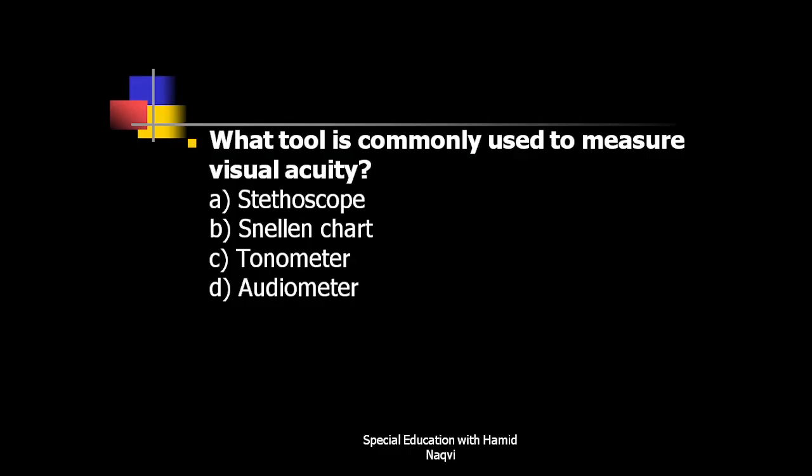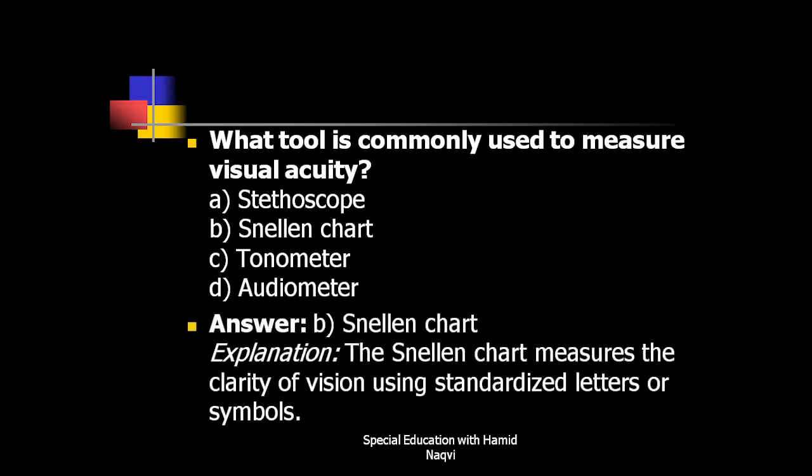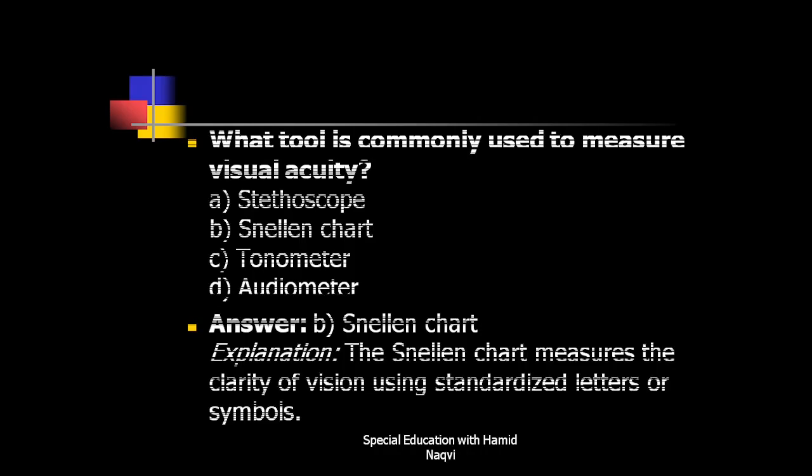What tool is commonly used to measure visual acuity? Stethoscope, Snellen chart, tonometer, or audiometer? The answer is Snellen chart. The Snellen chart measures the clarity of vision using standardized letters or symbols.